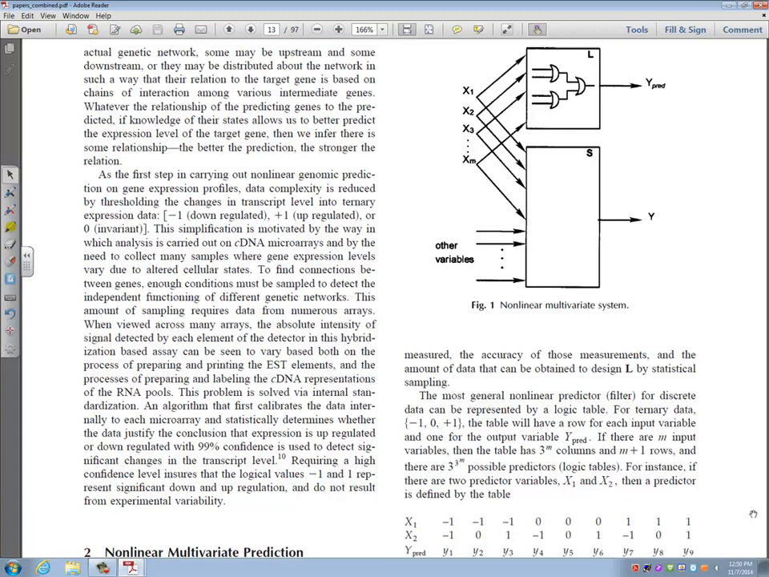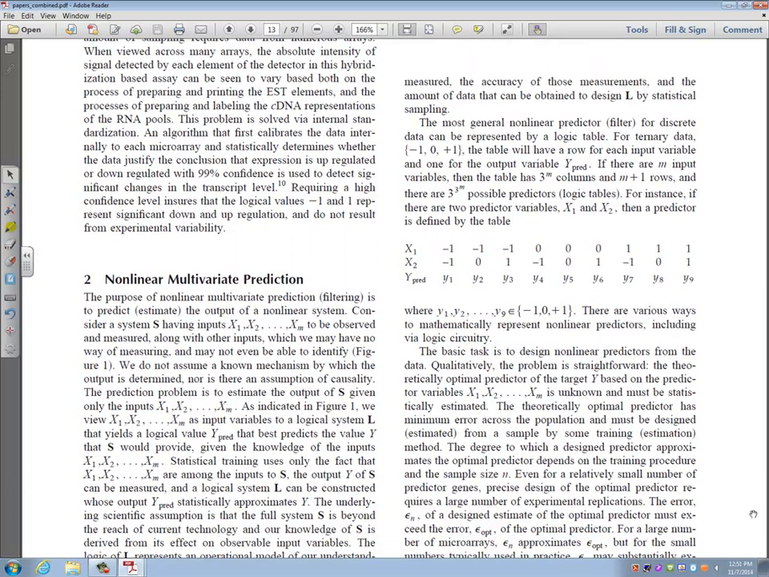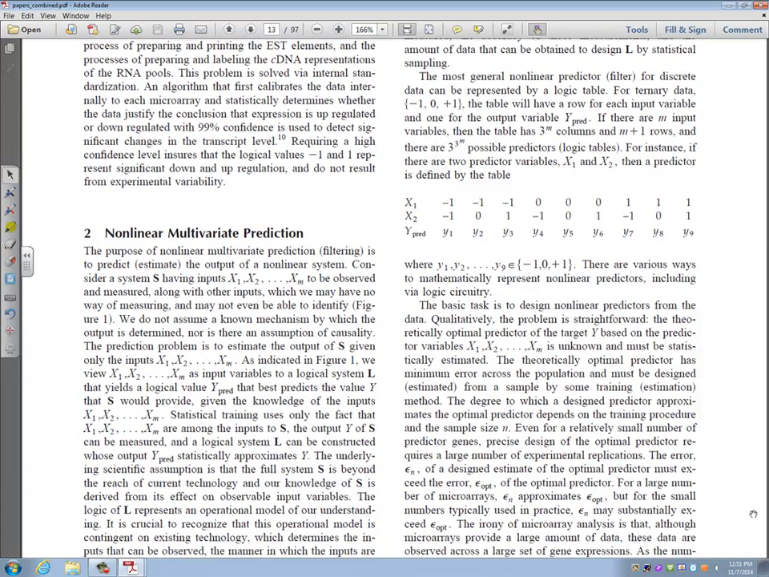So this paper basically deals with nonlinear multivariate prediction, and it is in a setting where you have ternary data, because in the microarray we have already seen you have the red channel, green channel. Red over green is almost 1, the ratio. It's significantly higher than 1, or significantly less than 1. So there are 3 possibilities, and we will denote those by 1, 0, minus 1. So you want to come up with that kind of function, right?